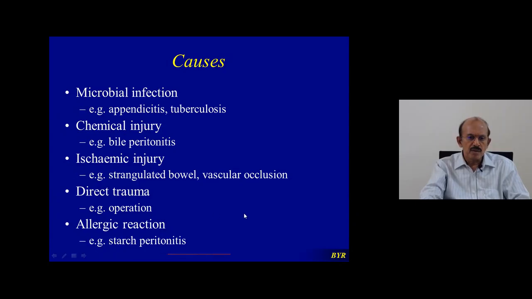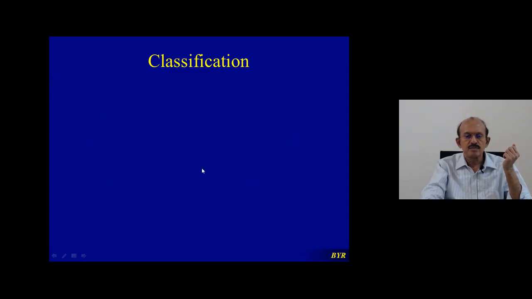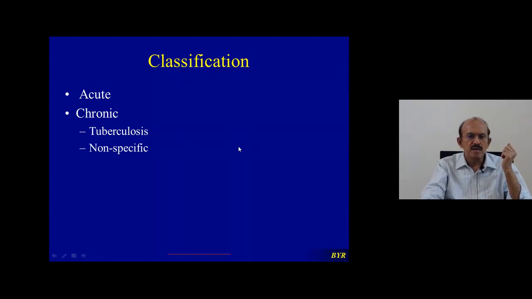Allergic reaction, allergy to starch peritonitis. That means starch powder used as a dusting powder for the gloves in earlier days. So that starch used to cause some inflammatory action of the peritoneum. So out of all these things, microbial infection is the commonest and causes more severe changes. Classification: acute, chronic. The chronic is again classified into tuberculosis and non-specific.